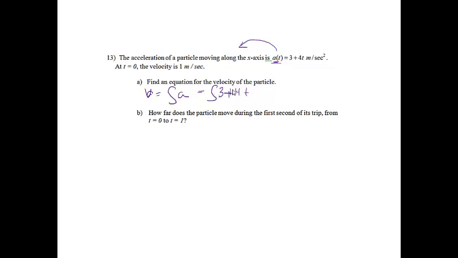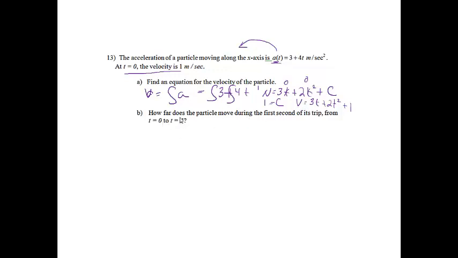Since there's a plus sign, we can take the integral of both parts separately. So we're going to get the velocity is equal to 3t plus 2t squared. And don't forget we have to put the plus c. Now I'm going to use the information at time equals 0, the velocity is 1. So when t equals 0, the velocity is equal to 1. That's going to give me that c is equal to 1. So my equation for velocity is going to be v equals 3t plus 2t squared plus 1.